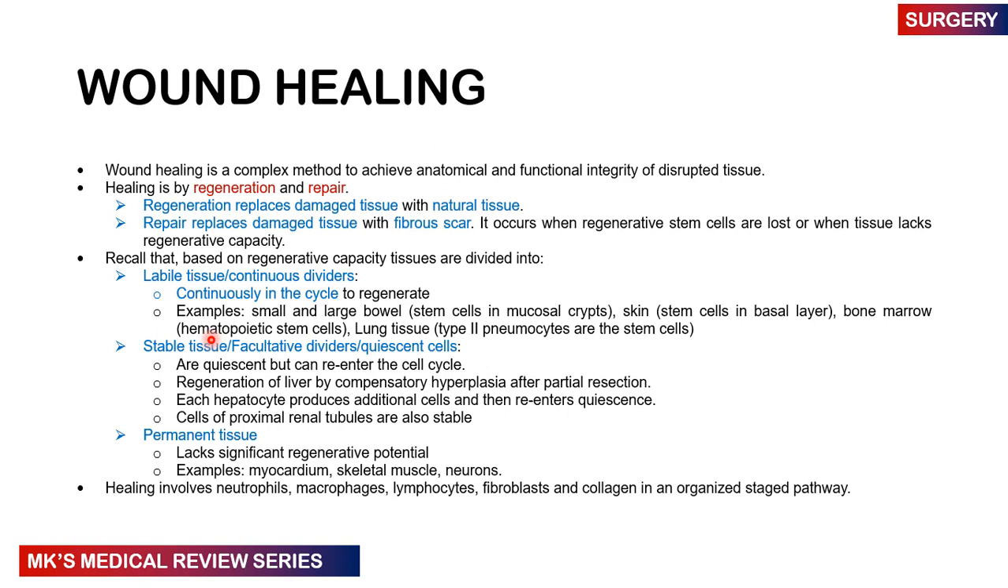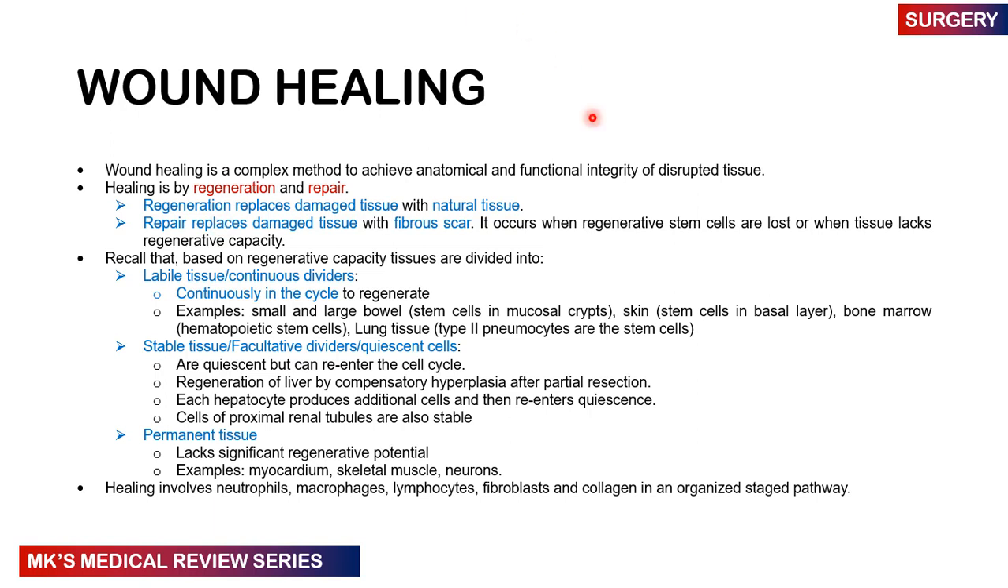Then how exactly do wounds heal? Before actually going to the process of wound healing, remember that this is a very complex procedure. It's going to be involving different processes where you're going to be coming together to achieve anatomical and functional integrity of the disrupted tissues. So remember that healing can happen in two main ways. It can happen through regeneration, where the tissue that was damaged is replaced with the natural tissue that's supposed to be there, or it could be repair, where the damaged tissue is going to be replaced with a fibrous scar.